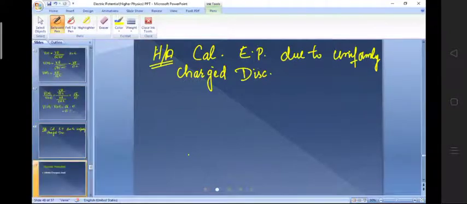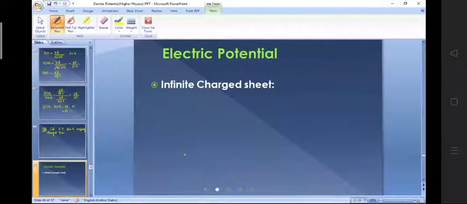Fine. Now look, next example is this, that we have an infinite charged sheet. We know the electrostatic field due to the infinite sheet. This time we have to calculate the electrostatic potential. Okay, we'll calculate the electrostatic potential of the infinite charged sheet using the electrostatic field. Okay, so look how.